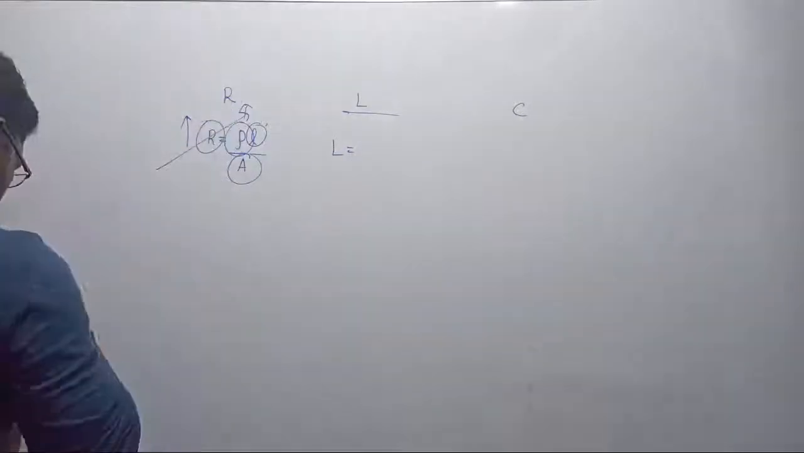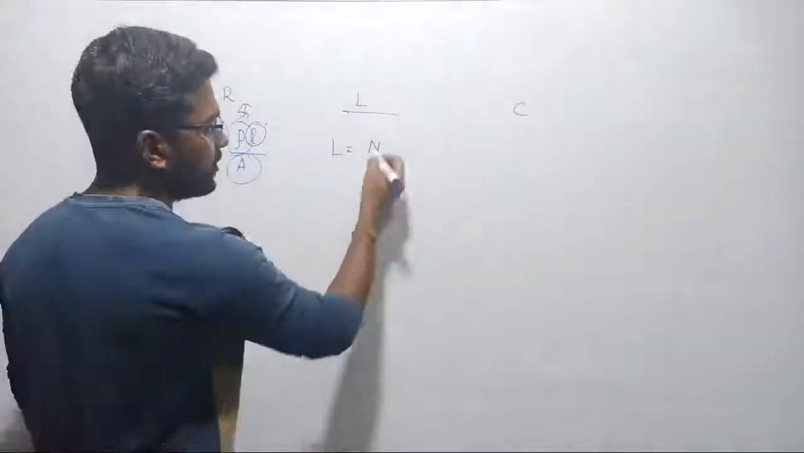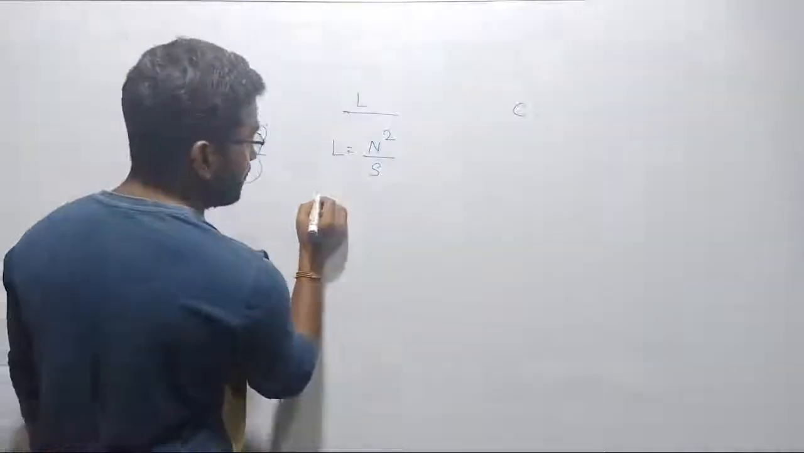Whereas for inductance L, how will you calculate the value of L? If you want to produce inductance, let me write the simple formula. Inductance L is equal to N square by S, where S denotes the reluctance of the material.